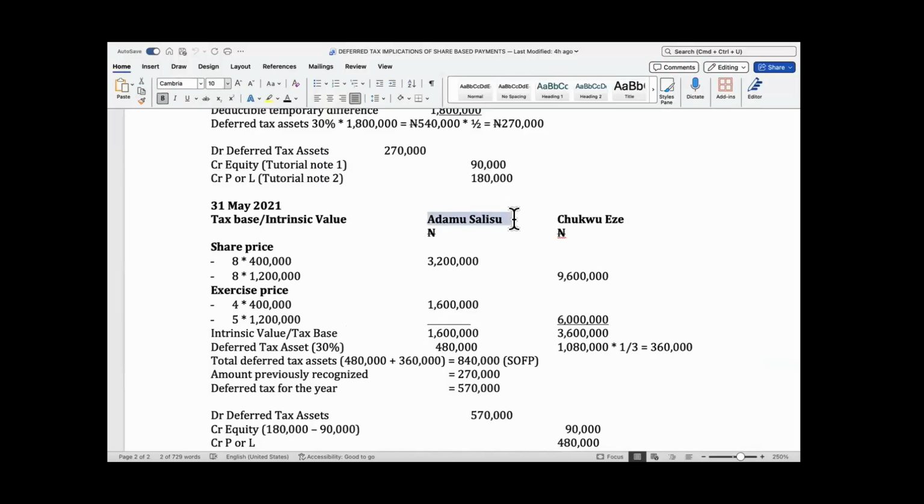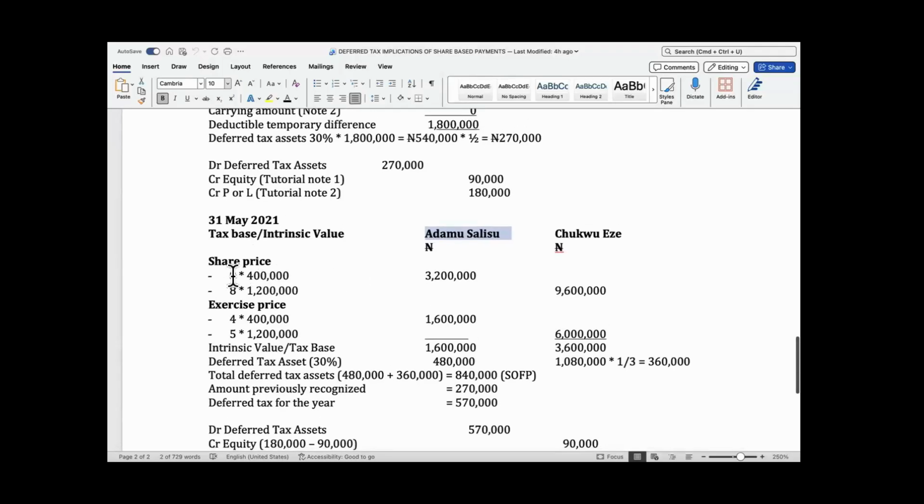For Adamu, which we did, the share price is now 8 naira. The exercise price remains 4 naira. So the intrinsic value is 1.6. For Chukwueze, the share price is 8 naira. The exercise price is 5 naira. Get the difference, you get the intrinsic value, which is what the taxman will allow. So just do 30% of that. So 30% of this will give me 480.